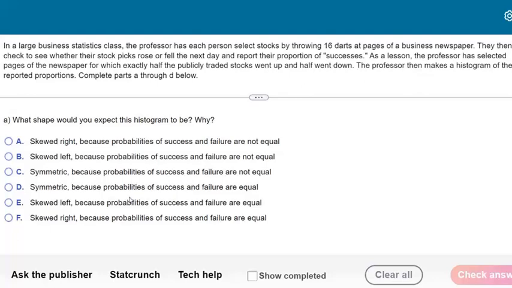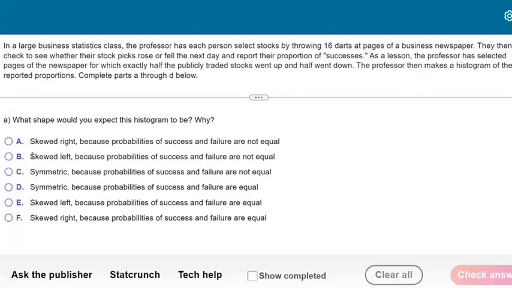Let's see. It's only a sample size of P. We can go through each option. Skewed right because probability of success and failure are not equal. No, we're assuming that they are equal, right? Because if exactly half the stocks go up and half go down, the underlying assumption is that P equals 0.5. They have a 50-50 shot with every stock. So this isn't true. We're assuming that the probabilities of success and failure are equal.